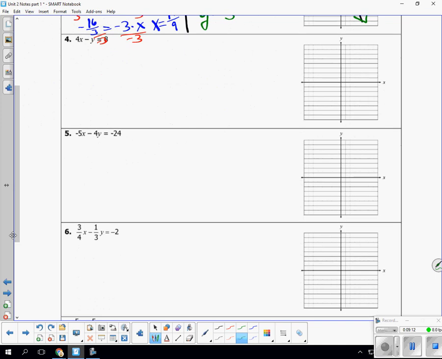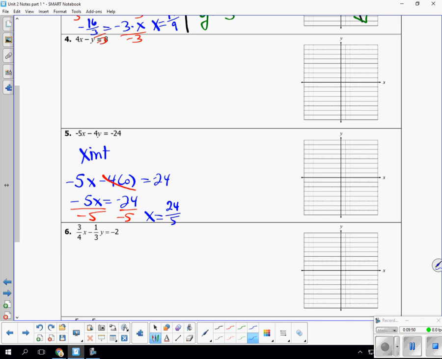All right, let's take a look at number 5. This will be our last one. I'm going to leave the rest of them for you to try. Our x-intercept. We're going to plug in 0 for y again. So we have negative 5x minus 4 times 0 equals negative 24. So when I have negative 4 times 0, that's going to go away, and I'm left with negative 5x equals negative 24. I'm going to divide both sides by negative 5, and that leaves me with x equals negative divided by a negative is going to be 24/5.